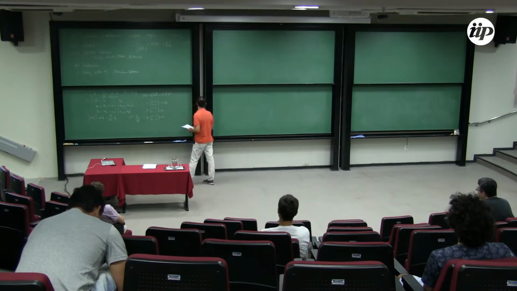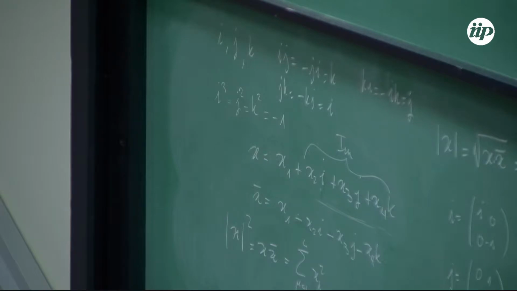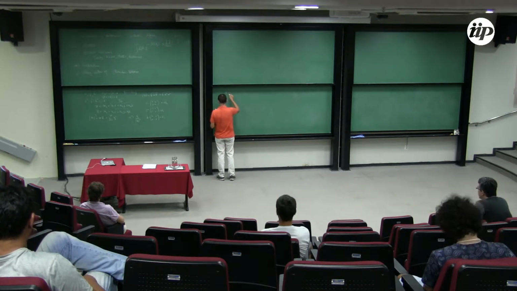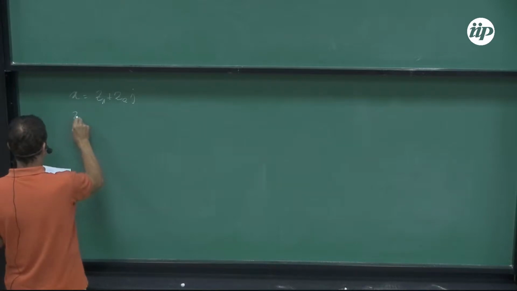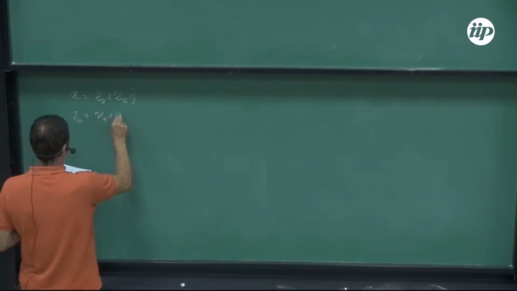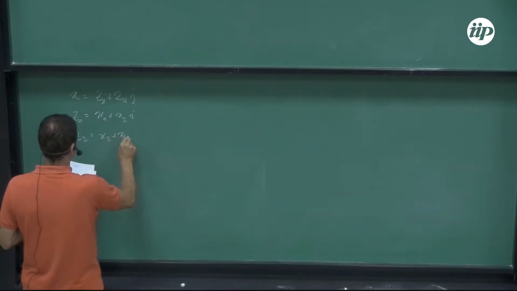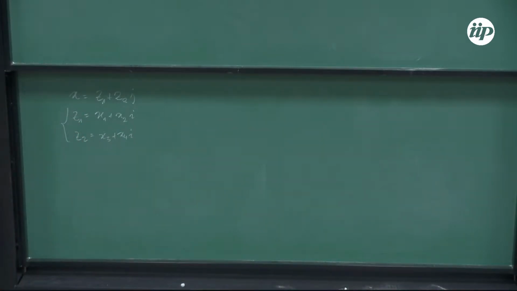You can also write some of this stuff in a complex style way, just defining x equal to z1 plus z2 j, in which z1 is equal to x1 plus x2 i, and z2 is equal to x3 plus x4 i. This is just a way of rewriting what I wrote here, but in terms of two variables, z1 and z2, and this recalls the notation of complex numbers.